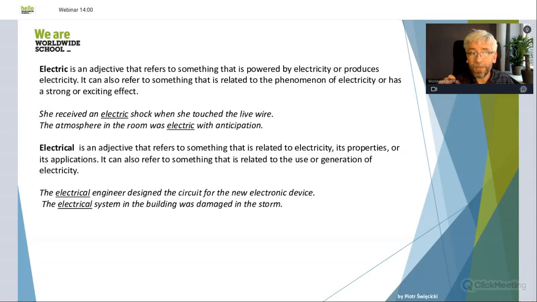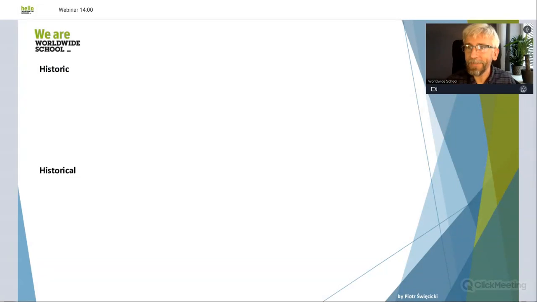The electrical system in the building was damaged in the storm. The electrical system, not electric system, yes? Electric shock versus electrical system. So electrical related to electricity and its properties, and electric powered by electricity, yes? Electrical engine or electric engine? The second, electric, right? Because it's powered by electricity. Okay, that's a little bit confusing, but there's also electronic and electronical. That's the same.